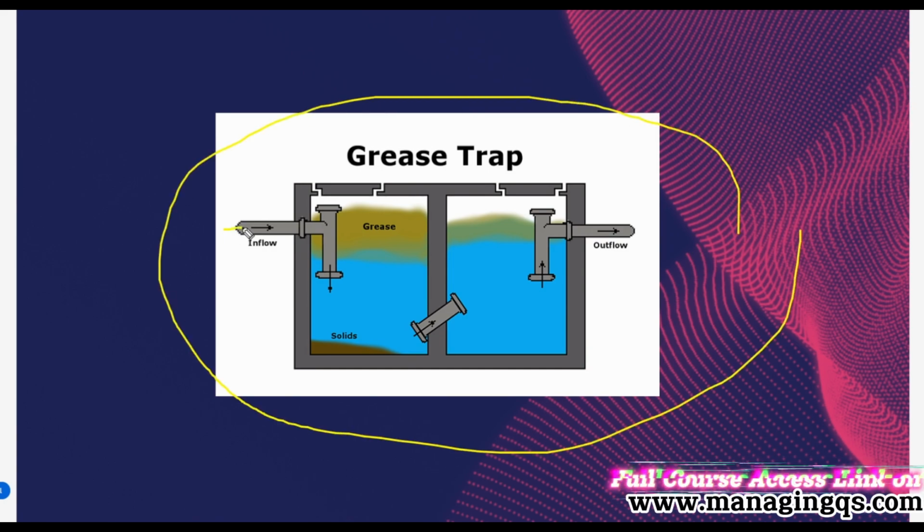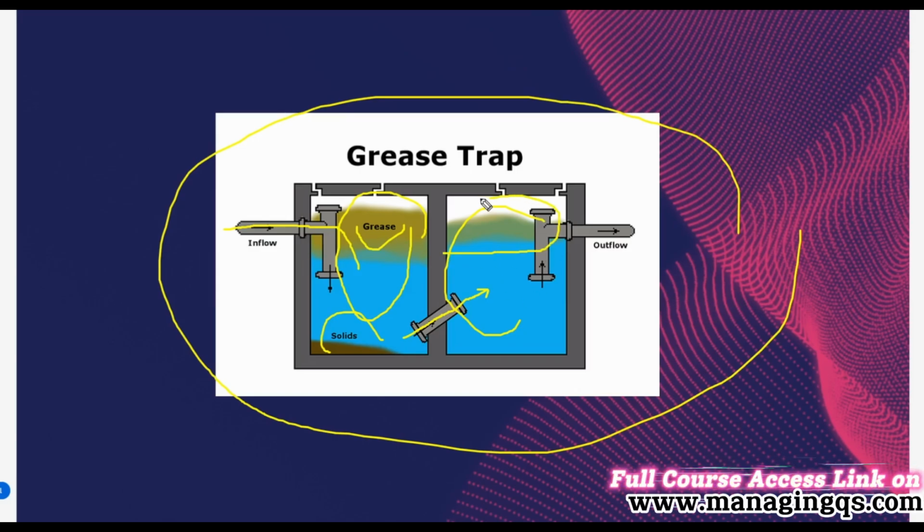The kitchen waste water is coming through this way, and the first portion of the grease trap separates the solid particles and the grease particles. The water goes through this way into the second portion. The second portion traps some oil elements and other things. Finally the waste water goes out this way. So we have to attach these grease traps along with the kitchen pipe.